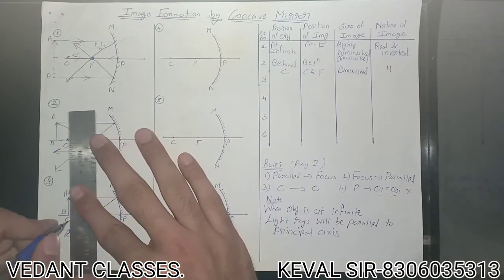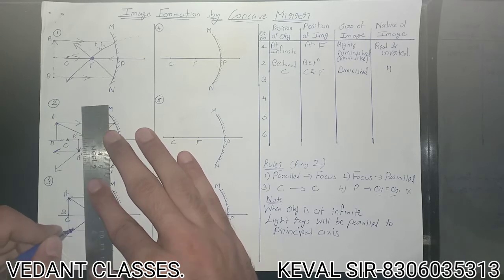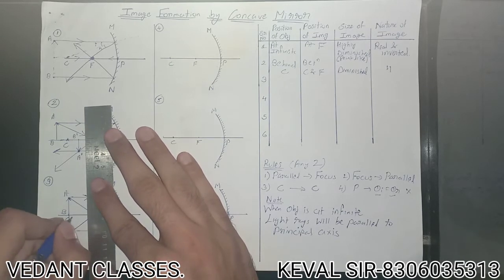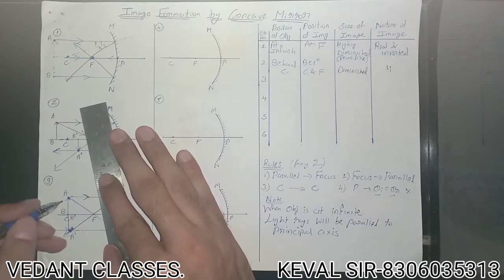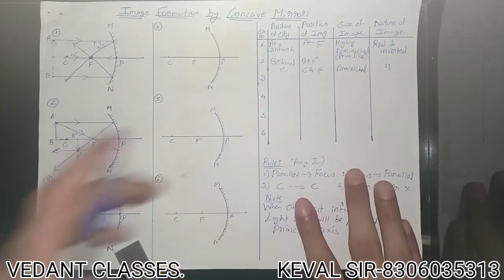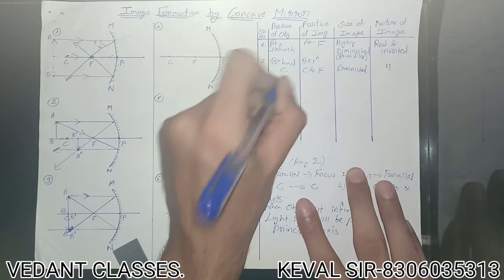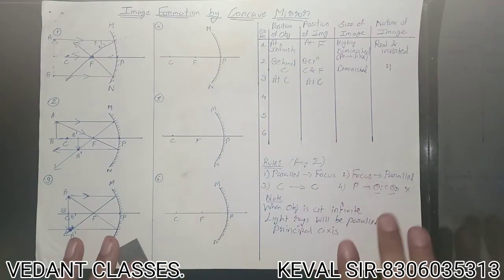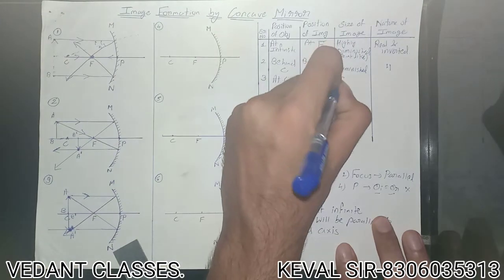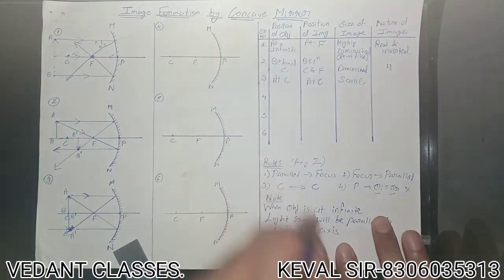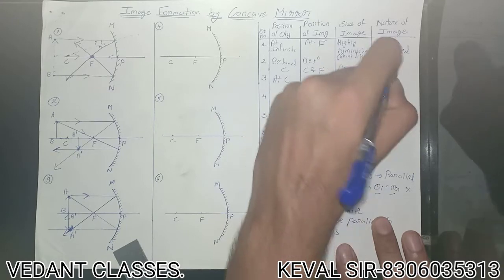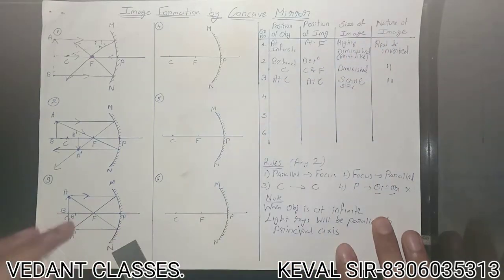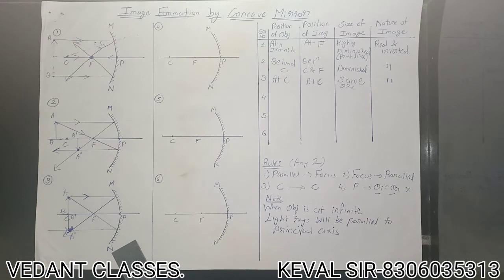You can see that the image you are getting is at the same location, that is B dash and A dash. You will always get the image in this case at C only. If you are placing an object at C, then you will get an image at C, and the size of the image will be the same size. And again, as the two light rays are actually intersecting, you will get a real and inverted image.